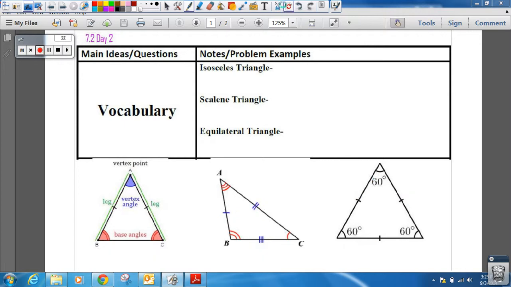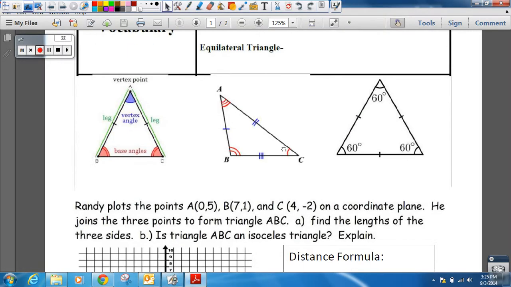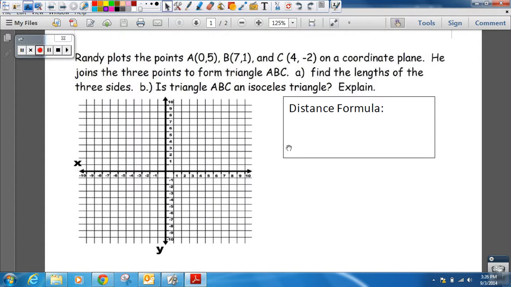Okay, so now that we know those types and that vocabulary part, we can put this to work. So it says Randy plots the points A is at 0, 5, B at 7, 1, and C at 4, negative 2 on a coordinate plane. He joins the 3 points to form a triangle ABC. Find the lengths of the three sides. Is triangle ABC an isosceles triangle? Explain.